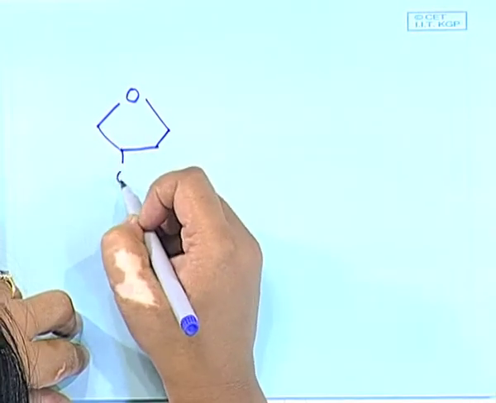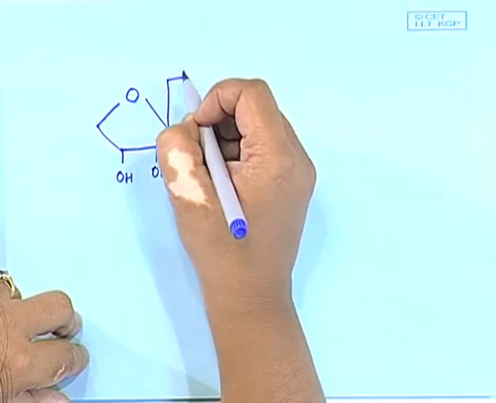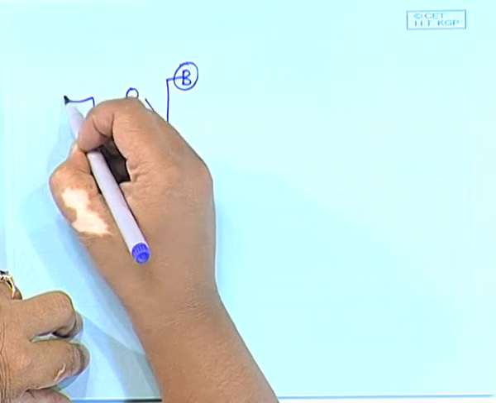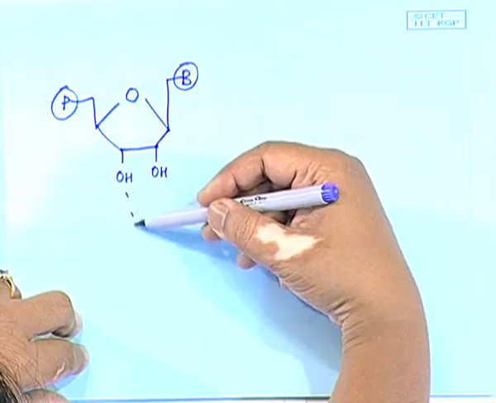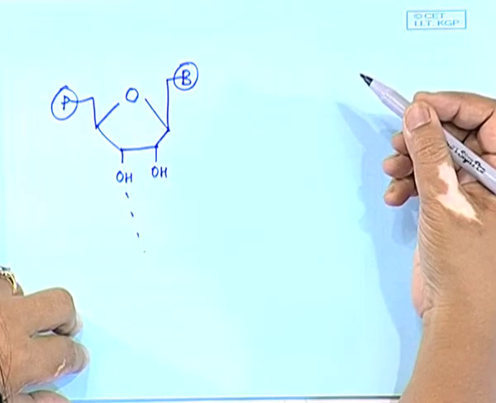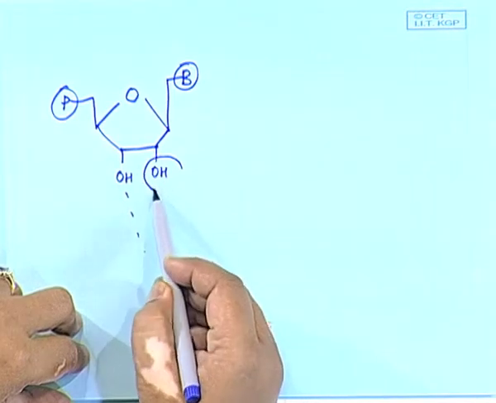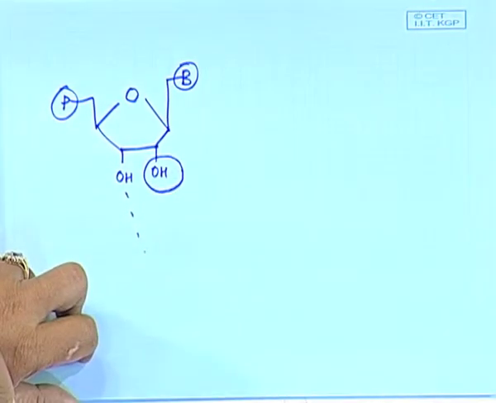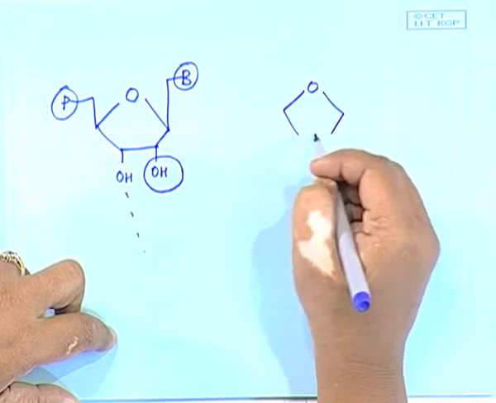What are we differing in this, right? We have our base and we have our phosphate. We have a continuation here. So, what do we have? In RNA, we have this. In DNA, you are missing that.